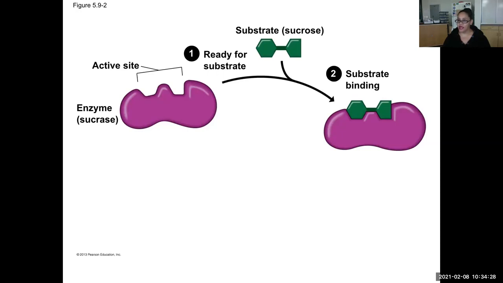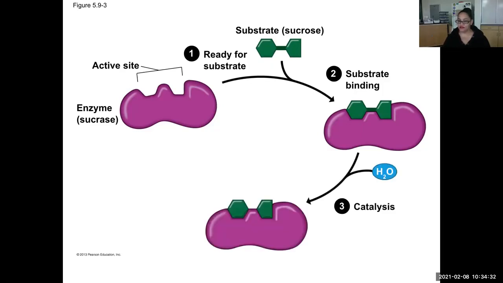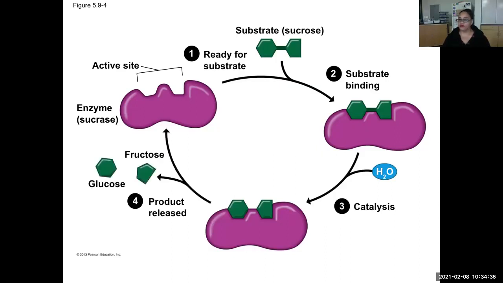And they come together and they bind. And then an actual chemical reaction happens. And you have the products that get released. And the products, when you split apart sucrose, are glucose and fructose. That's just an example of a chemical reaction between enzymes and substrates.